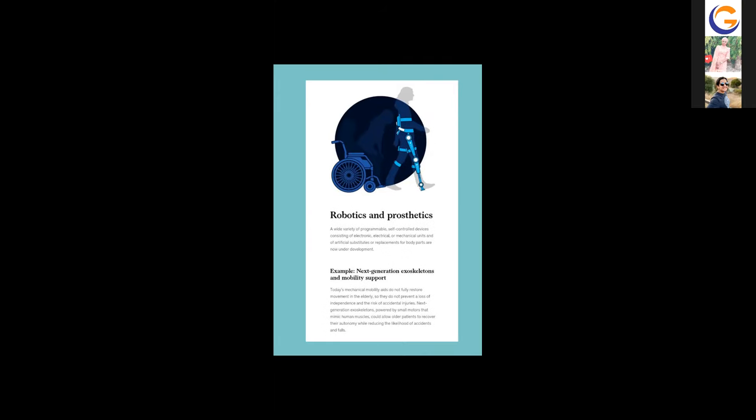Now we go to robotics and prosthetics. Many of us are familiar with robotics and prosthetics, since it's a wide variety of programmable, self-controlled devices consisting of artificial substitutes or replacement for body parts, some of which are now under development. We have technological integration of artificial intelligence, the AI, and machine learning in the prosthetic and orthotic industry. So also in the field of assistive technology, which has become boon for persons with disabilities.